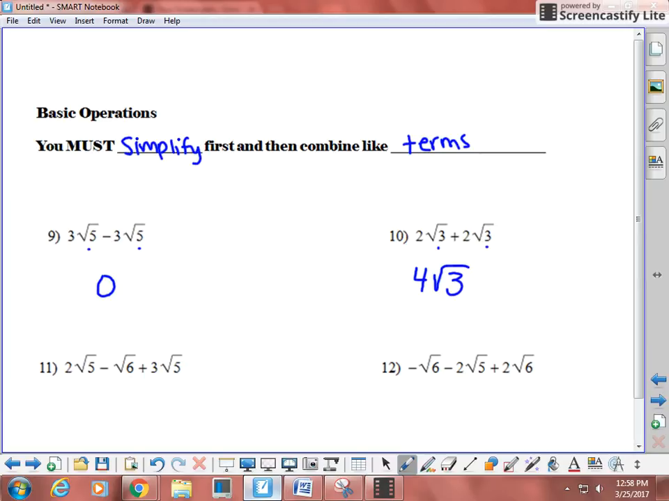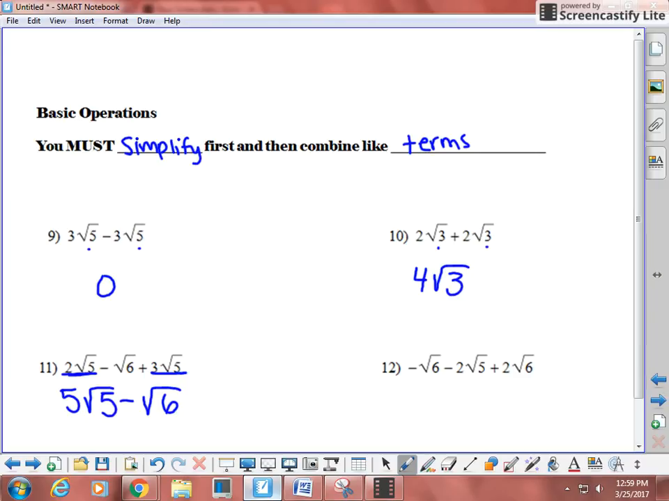My next one, I can only combine my like terms. So if I can't simplify them and they're not alike, then you're just going to write them side by side with each other. So these are like terms because they're both the square root of 5. So I have a positive 2 and I have a positive 3. So I have 5 root 5s. Then the root 6 can't break down and it doesn't have any couples, so I just leave it as is and call it done.